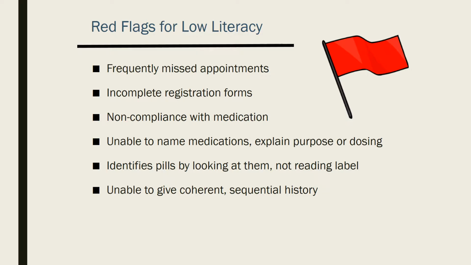Patients that are unable to give a coherent sequential history, the quote, poor historian. This could be a more specific sign that the person has had trouble in school, because one of the things that school teaches us is how to organize our thoughts and presentation.